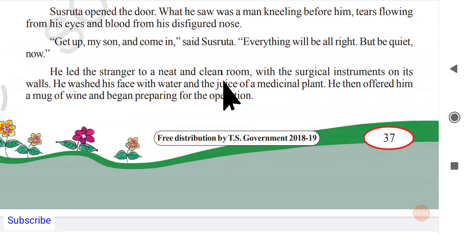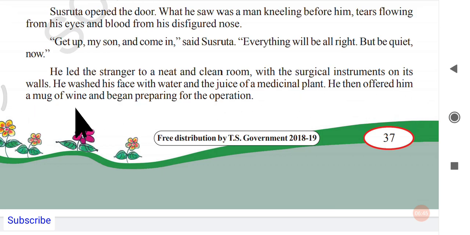So he led the stranger to a neat and clean room with the surgical instruments on its walls. He washed his face with water and the juice of a medicinal plant. He then offered him a mug of wine and began preparing for the operation. So he took the stranger into a room which is like an operation theater. The room had surgical instruments, and when Sushruta took the traveler there, he washed his face with the juice of a medicinal plant. And then he also offered him a mug of wine and began preparing for the operation.